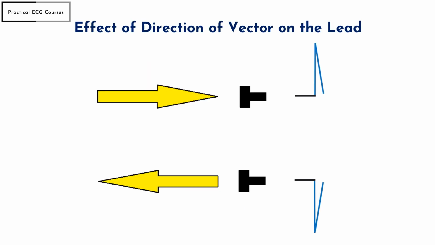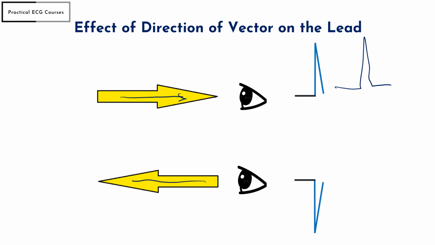So what is the effect of the direction of a vector on an ECG lead? Each lead can be considered to be an eye looking for vectors. When an ECG lead sees the vector as traveling towards it, it documents it as a positive deflection on the ECG paper. When an ECG lead sees the vector as traveling away from it, it then documents a negative deflection. This is very simple but a very important concept which is critical in understanding axis.